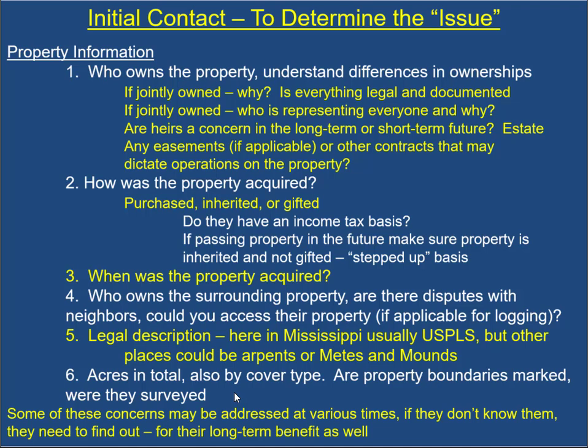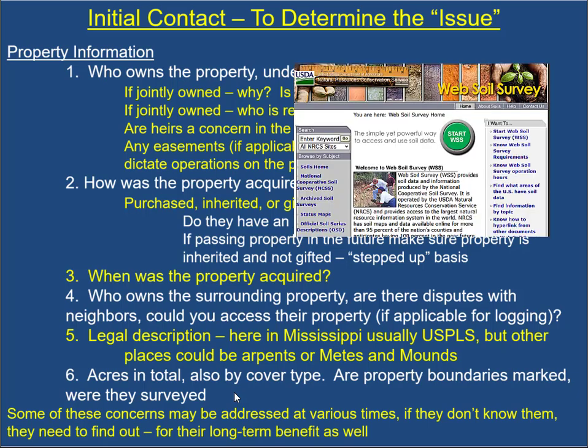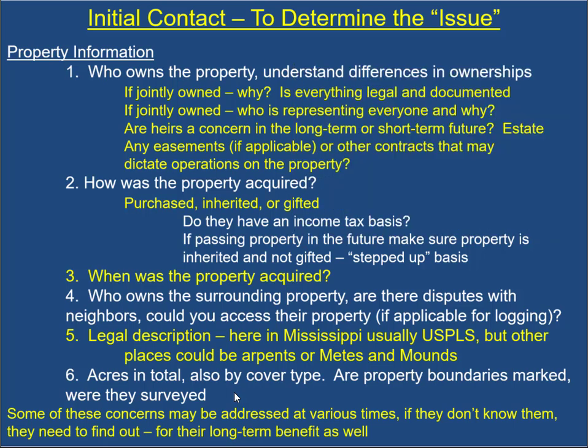Legal description, I think, is always a good thing. Now, if you're doing a yard tree site visit, maybe you don't need the legal description. But to me, if you're dealing with a forestry setting, you want to get the legal description. That's the United States Public Land Survey, I believe, here in Mississippi, metes and bounds maybe in other places, and then ARPANS even. But that can help you with information like soil surveys and things like that as well. And then what's the acres in total, but also acres by forest cover type. And then are there other operations going on? Are the property boundaries marked?